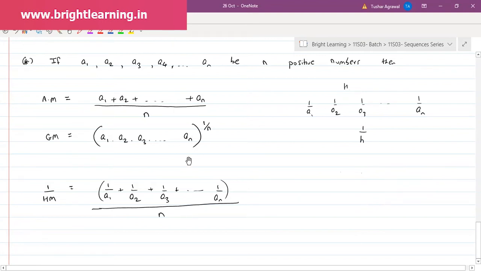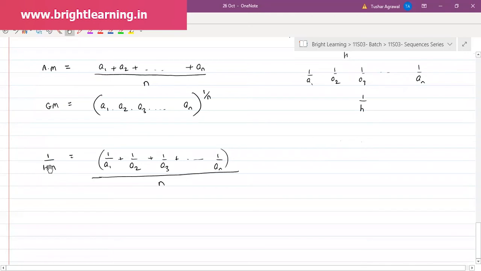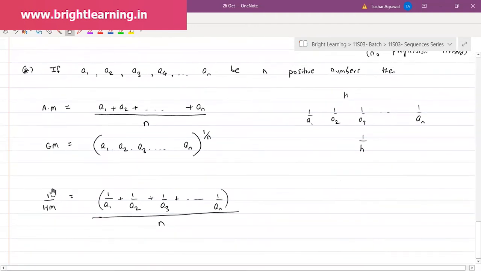In the books, it is given harmonic mean equal to n upon this very ugly denominator. This denominator is very complicated, and so there we get scared. Why is it coming like this? So you should tell yourself that 1 upon HM is the arithmetic mean.